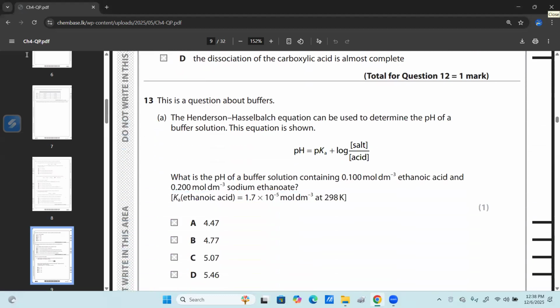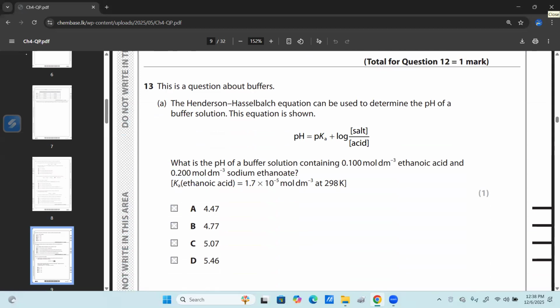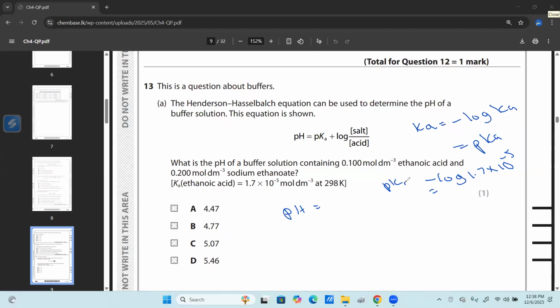Then 13th one, what is the pH of a buffer solution? 0.01 and 0.2. Okay, so they have already given everything. The Ka is given. To find pKa, we need to take minus log Ka, which is equal to pKa. If the Ka value is given, to find the pKa value, we need to take minus log 1.7 into 10 to the power minus 5. So we can find the pKa value as 4.769.